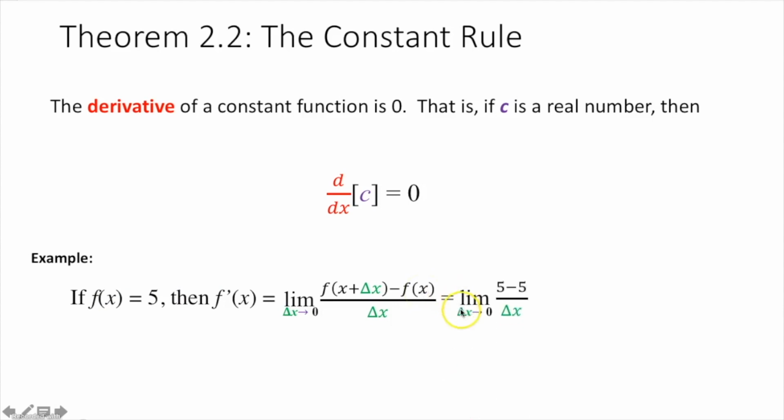So you get the limit as delta x approaches 0 of 5 minus 5 over delta x, which is just the limit as delta x approaches 0 of 0 over some number. And 0 over some number is going to be equal to 0. Now we take the limit as delta x approaches 0 and you get 0. Anytime you take the limit of a number, it's just equal to that number. So here we've shown that if you were to take a constant function, this could have been any number though, when you take the derivative of that constant function, you get 0.